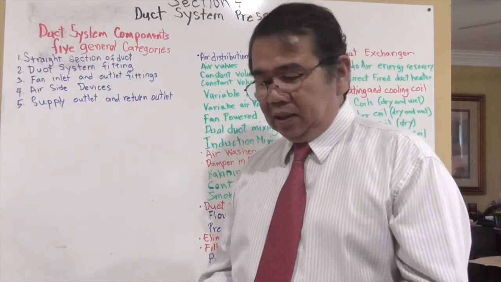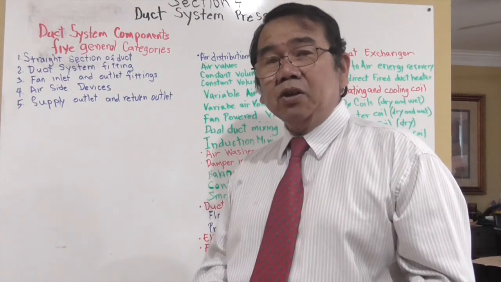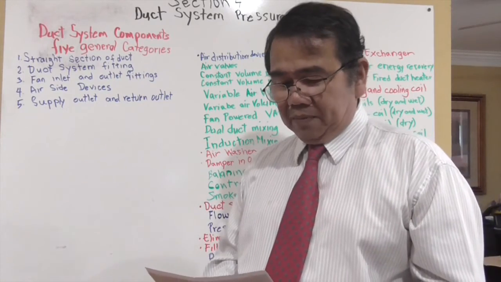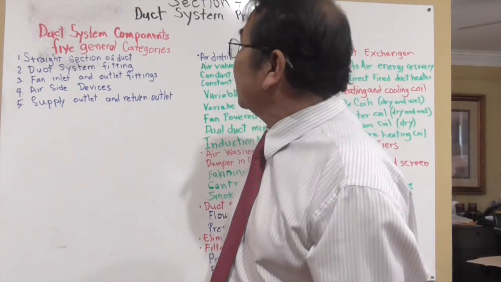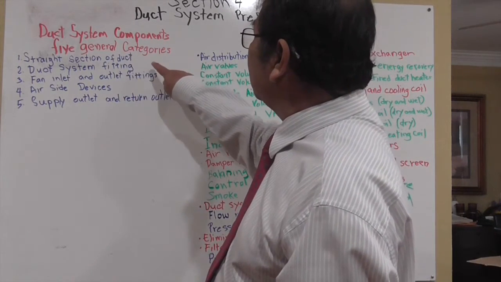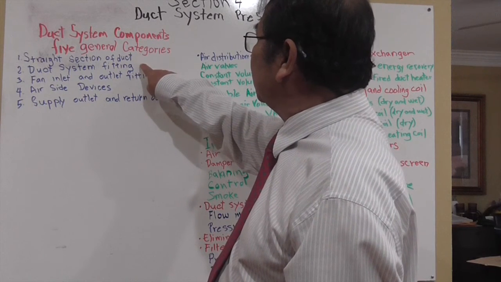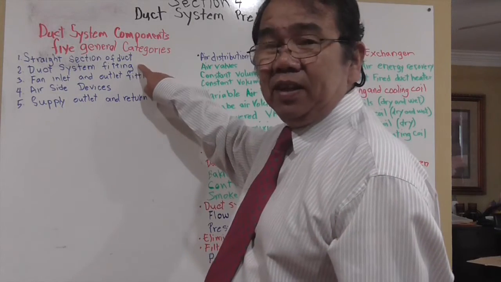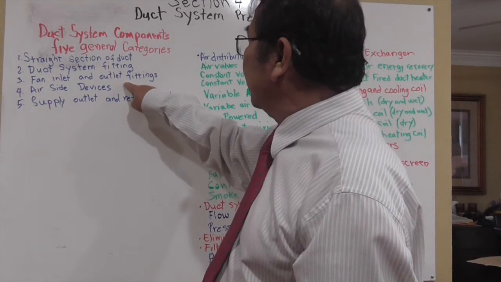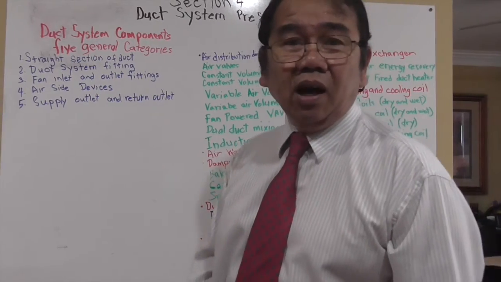Okay? The duct system components fall into 5 categories. Each component has a different procedure to estimate the pressure drop across it. The 5 general categories of duct system components are here. The first one is the straight section of the duct, then the duct system fittings, fan inlet and outlet fittings, air side devices, and then the supply outlet and return outlet.